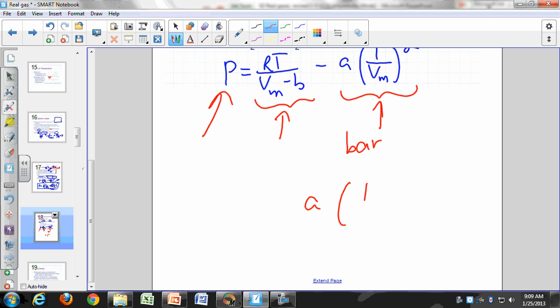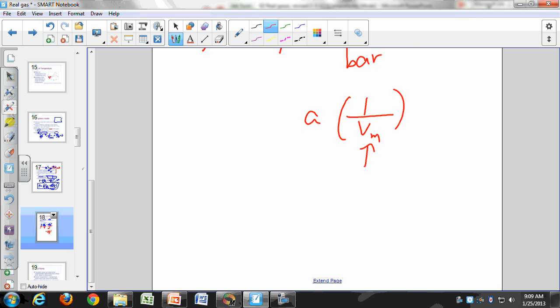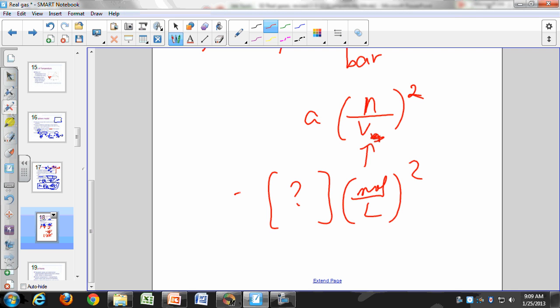and 1 over molar volume, what's the unit for 1 over molar volume? Squared. Molar volume is just N over V, right? Moles per liter. So that's moles per liter squared. Whatever the unit for A is, that times moles per liter squared must be a pressure unit. So that would have to be a bar unit.